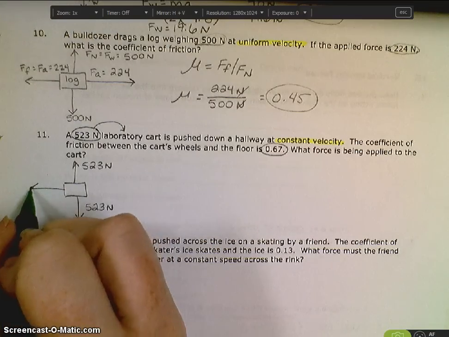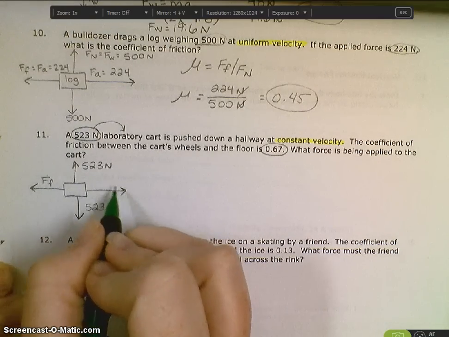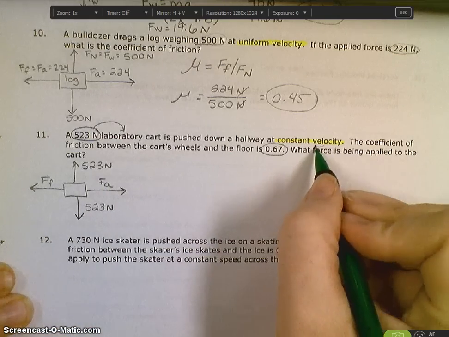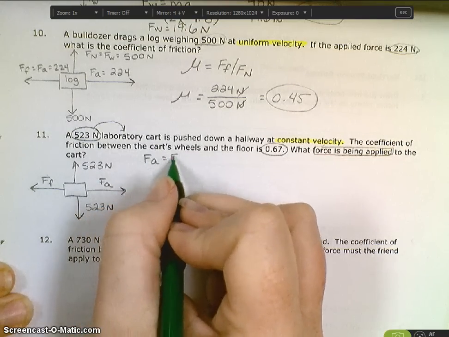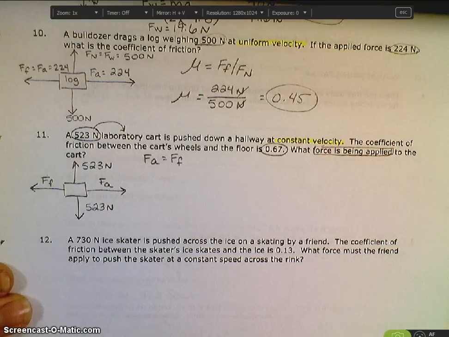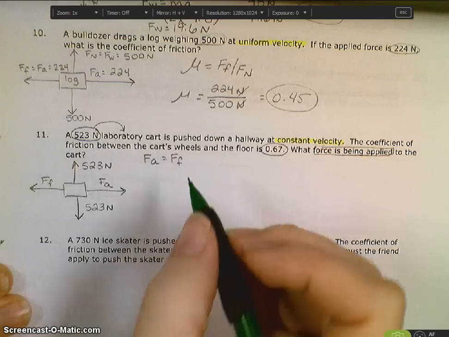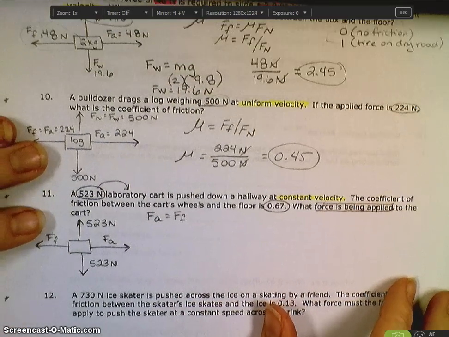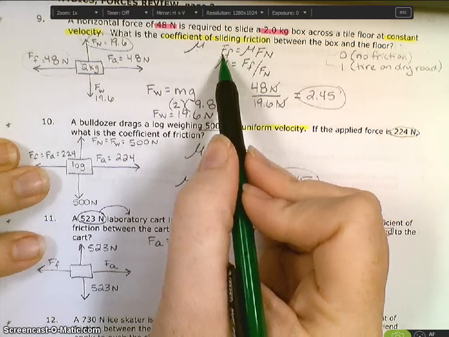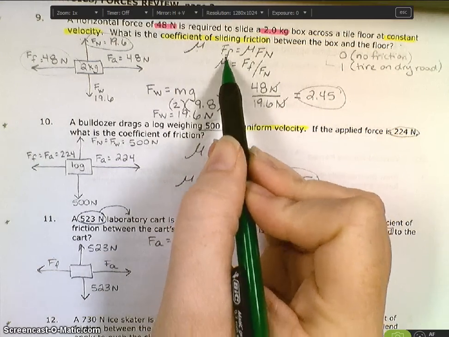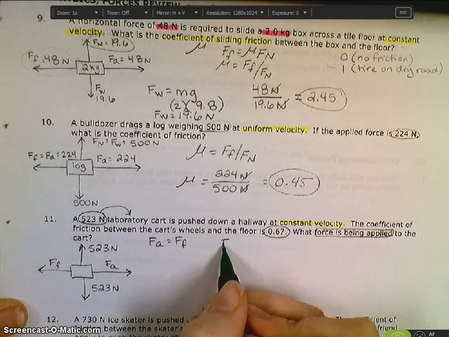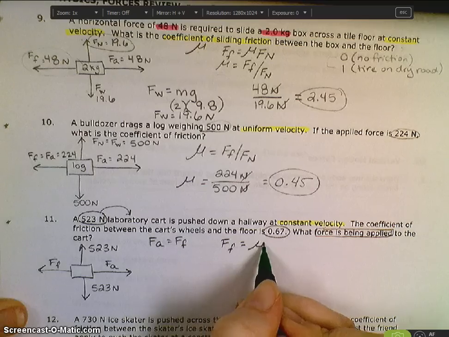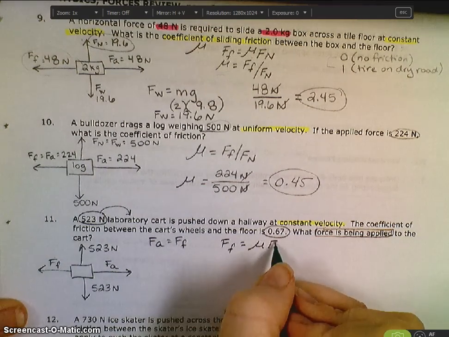We don't have friction or applied force. We are solving for applied force, but remember, the applied force and friction force are equal. What I'm going to need to do then is to rewrite my equation. I want to pull down so you can see the equation written as it is on your equation sheet. Because we're solving for force applied and force of friction is the same thing, this is the equation I would like to use. Force of friction equals the coefficient of friction times the normal force.